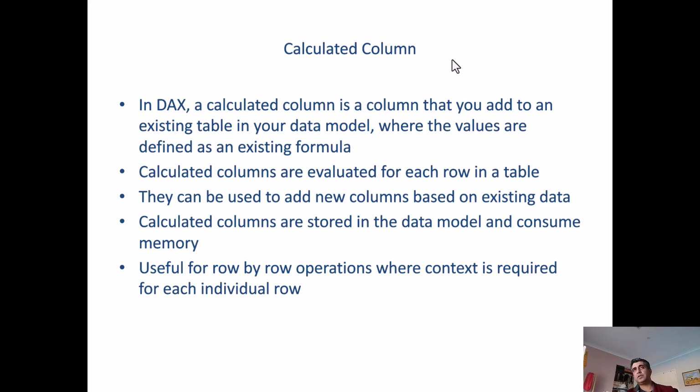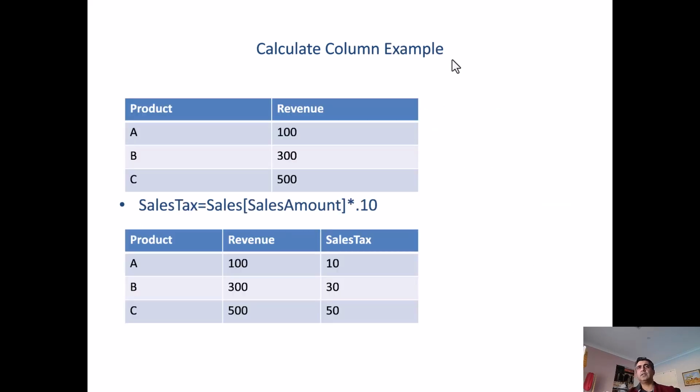We'll talk through this as we go. Here's just an example. Let's say we have a sales table with product and revenue, and I want to calculate sales tax. So I say I want to create a calculated column called sales tax. It will add a column based on this formula, where I've said sales tax is 10% of revenue. So it's just added that column, and that's materialized in the table.